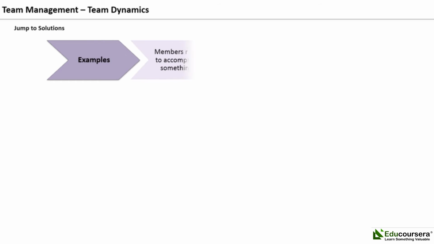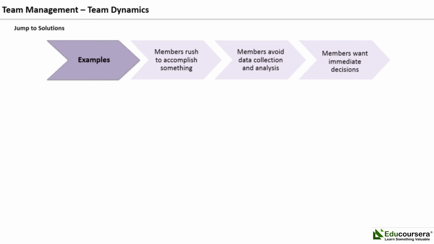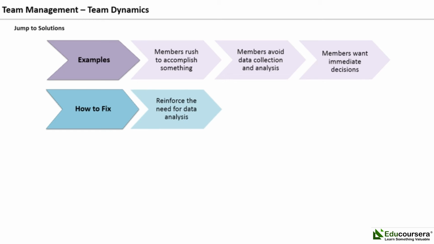Jump to solutions. The examples of jump to solutions include: members rush to accomplish something. Members avoid data collection and analysis, and members want immediate decisions. We can fix it by reinforcing the need for data analysis, asking for alternate solutions, and slowing the process down.